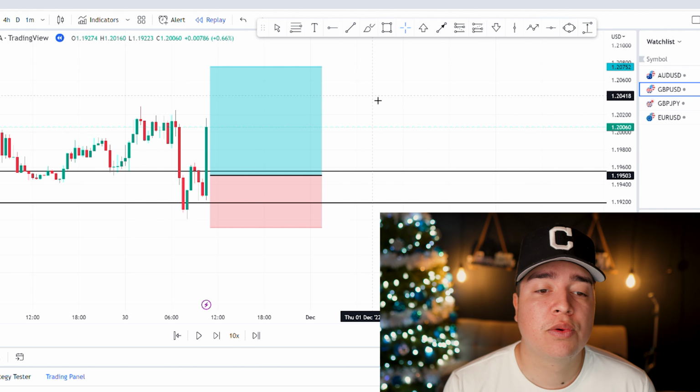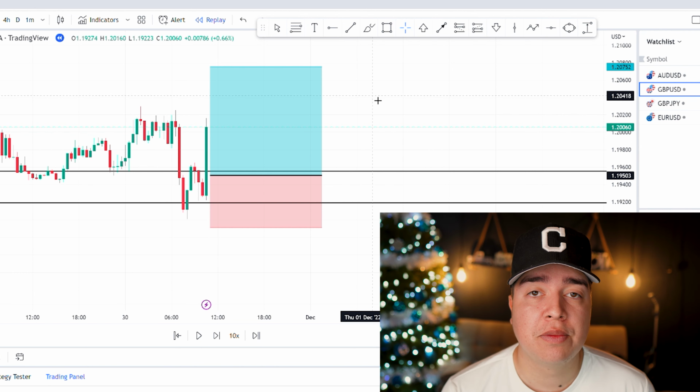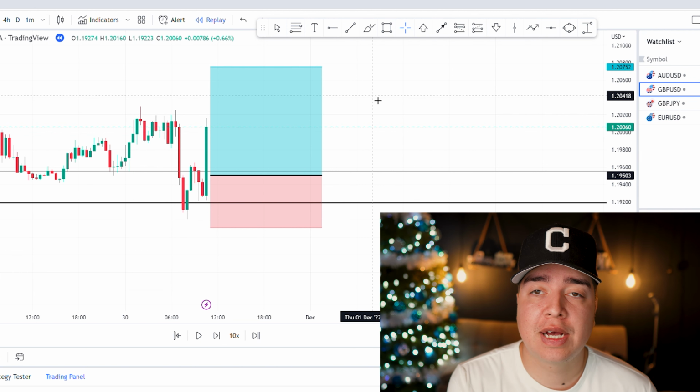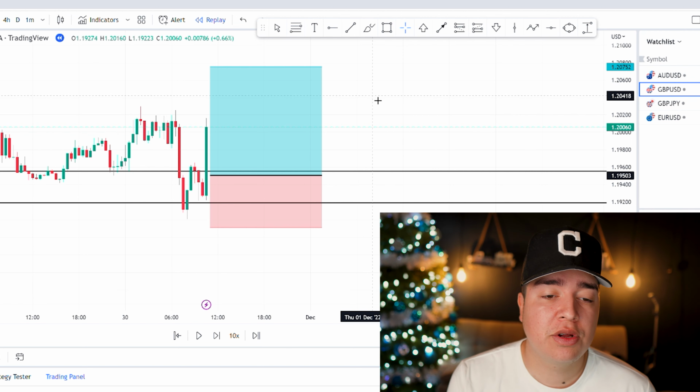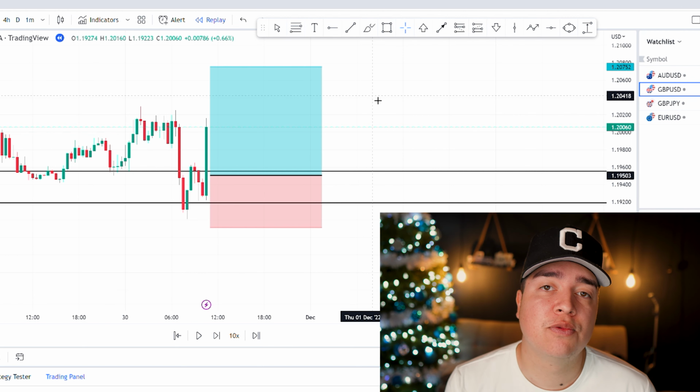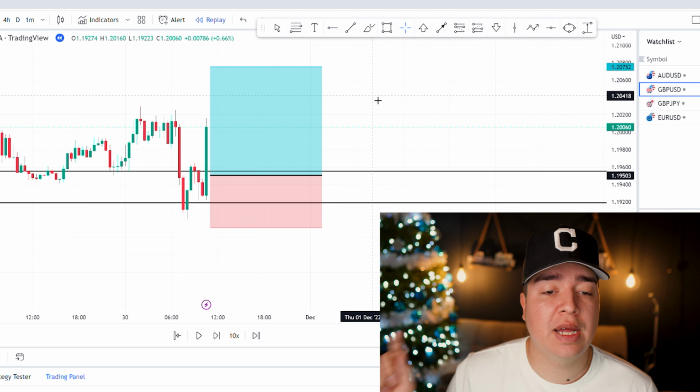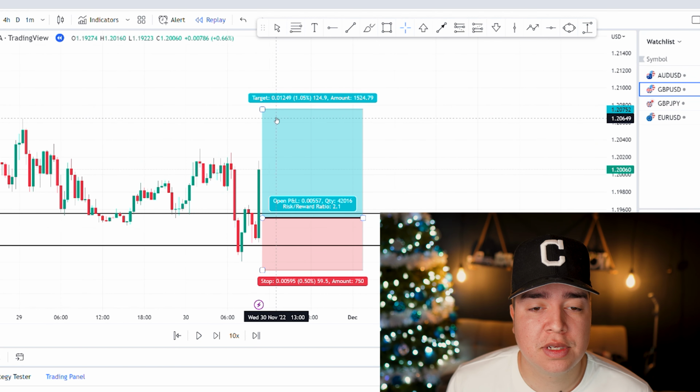And when it comes to risk to reward, you want to aim for a 1 to 2 minimum. If you do 1 to 1, your win rate has to be so high it's ridiculous. The higher your risk to reward, the less you have to win during the week to be profitable at the end. Minimum 1 to 2. So we're going to put this at a 1 to 2.